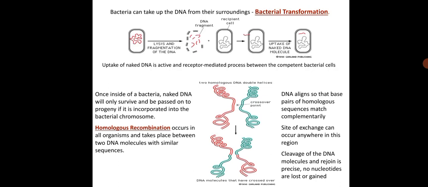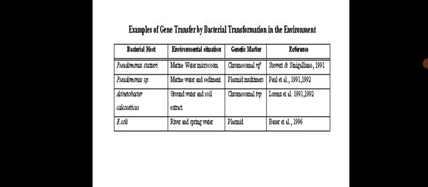Homologous recombination occurs in all organisms and takes place between two DNA molecules with similar sequences. DNA aligns so that the base pairs of homologous sequences match complementarily. The site of exchange can occur anywhere in this region, and cleavage of the DNA molecule and rejoining is precise. No nucleotides are lost or gained. These are examples of gene transfer by bacterial transformation in the environment.